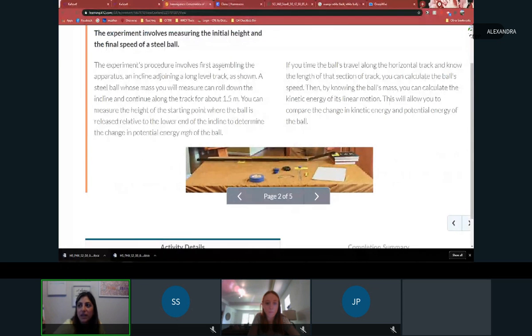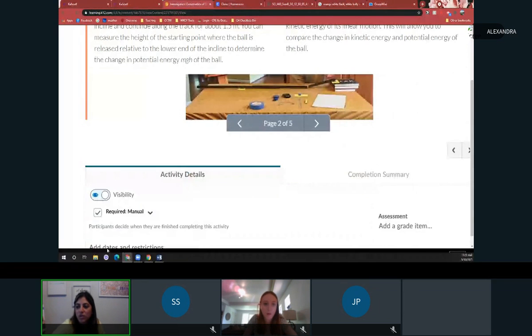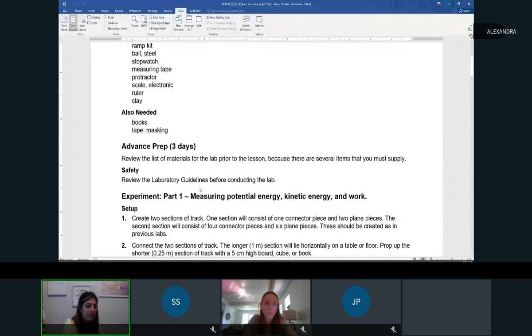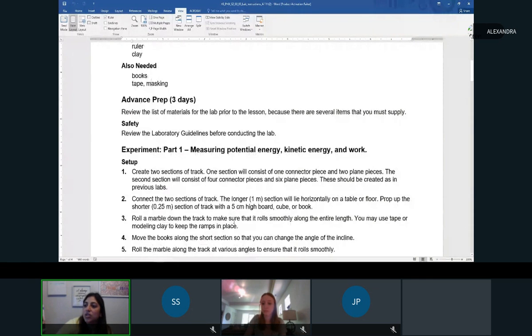A couple of things we really need to know are the two parts of the lab. Let's go over those two parts so we can get an idea of what we're going to be doing with our lab kit once we set it up. Part 1 is really going to be about the angle, as we measure potential energy, kinetic energy, and work.